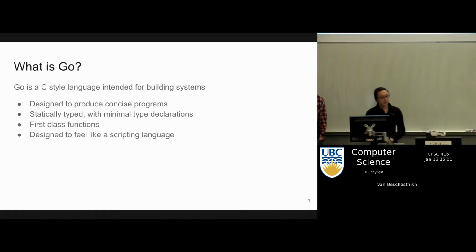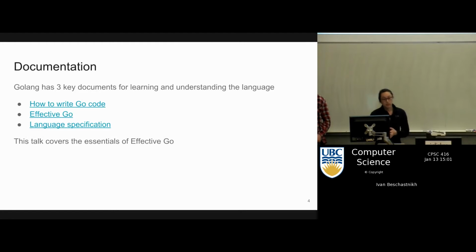So what is Go? Like I said, it's basically a language built for systems. It's a C-style language that's statically typed with minimal type declarations. There's first-class functions, which I'll talk about. And then it's designed to feel like a scripting language. So you won't get burdened too much by syntax, but you still have the type declarations and ways to express systems. For documentation, there are 3 main key parts of the documentation, which is listed here. And if you looked at the slides ahead of time, you could have gone through them. And this talk is loosely mirrored to Effective Go.